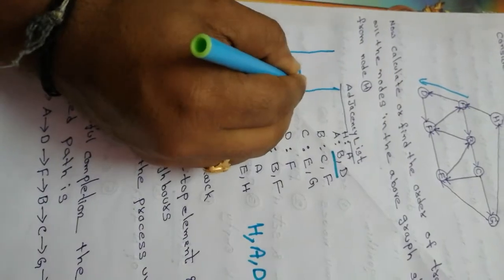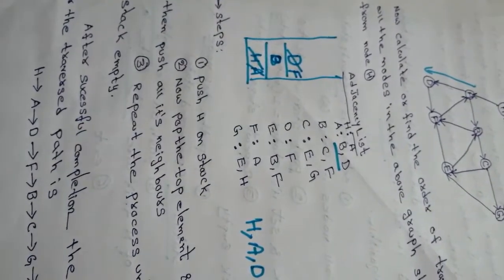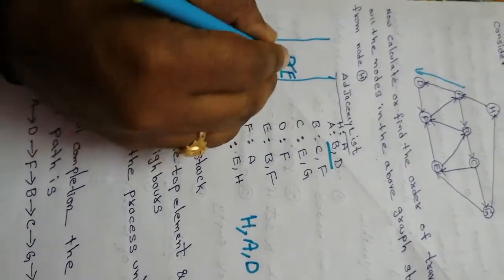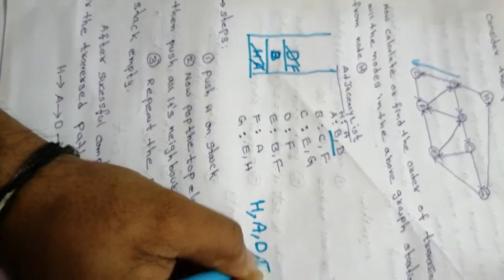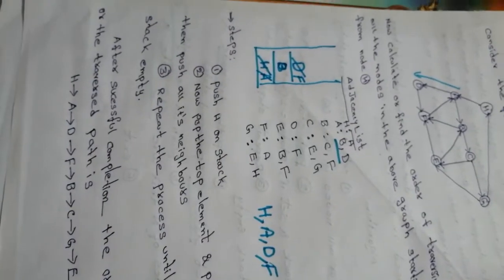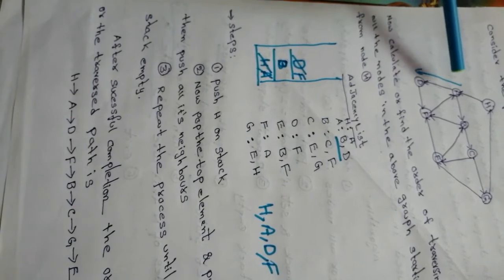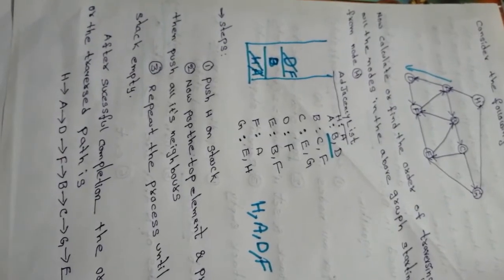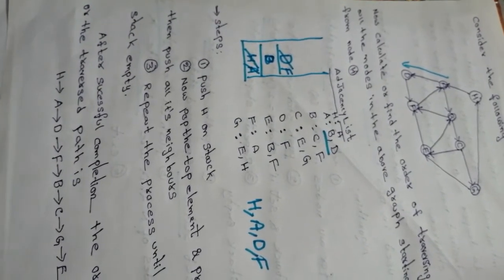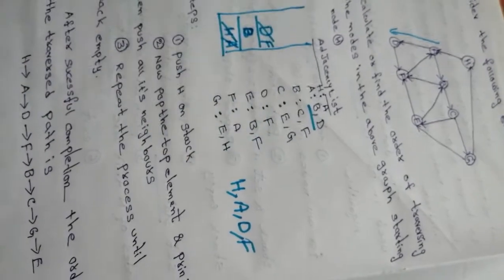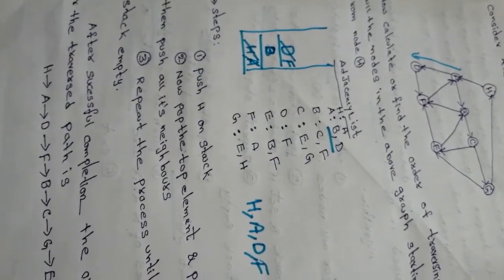F. F enters into the stack. Now F is processed. F popped out. What are the neighbors of F? A is the neighbor of F. It will not be processed. It will not be entered into the stack because we already visited A. So it won't be inserted. Remember.